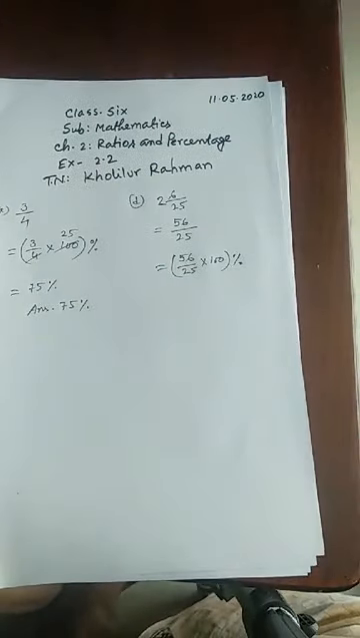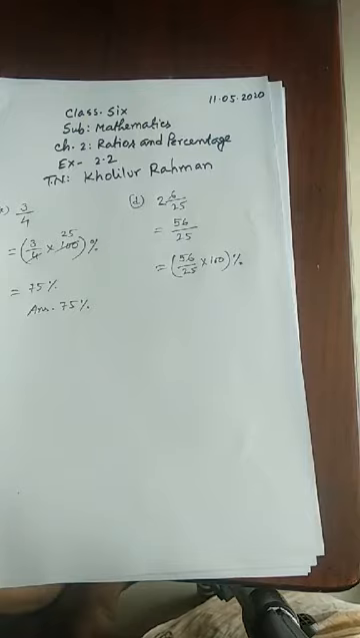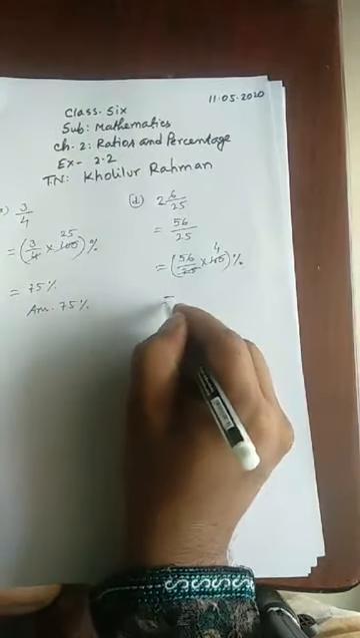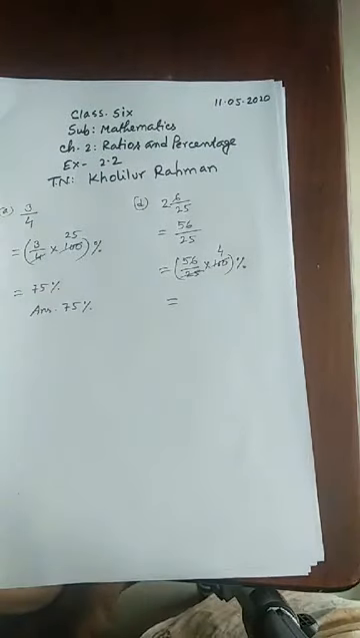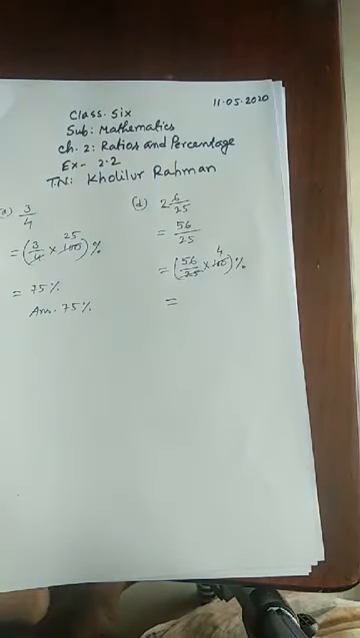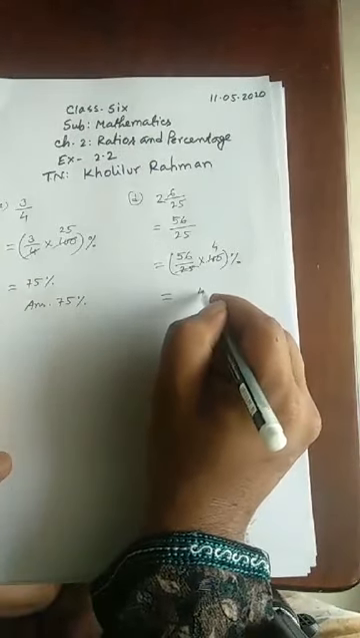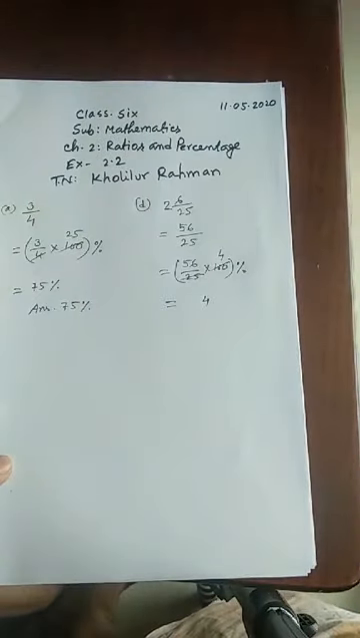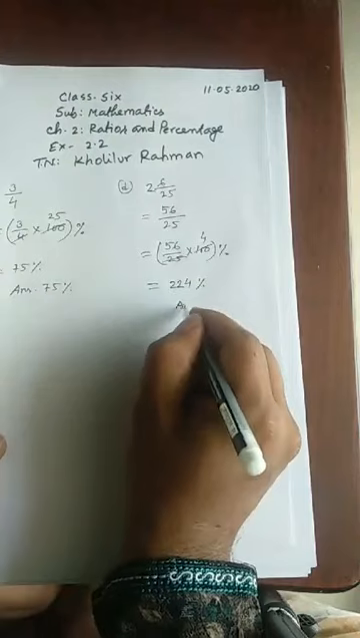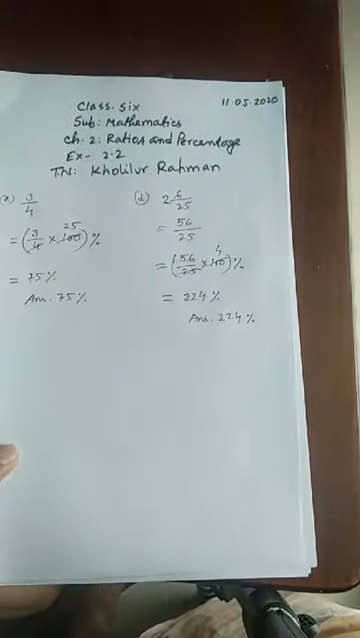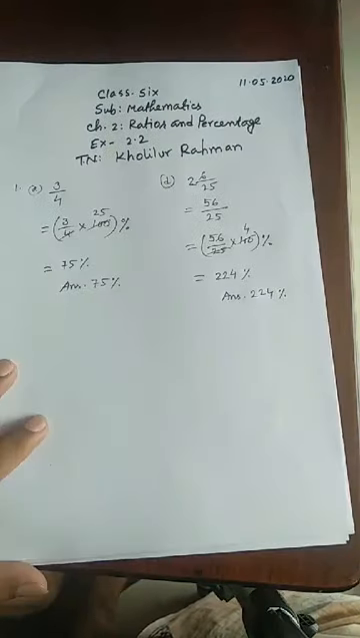Now cut it. 25 and 100, if I cut, it will be what? 25 4s are 100. Now multiply 56 into 4, it will be what? Tell me. 4 6s are 24, there will be 4, carry 2. 4 5s are 20 and 2, 22. So the answer will be 224%.